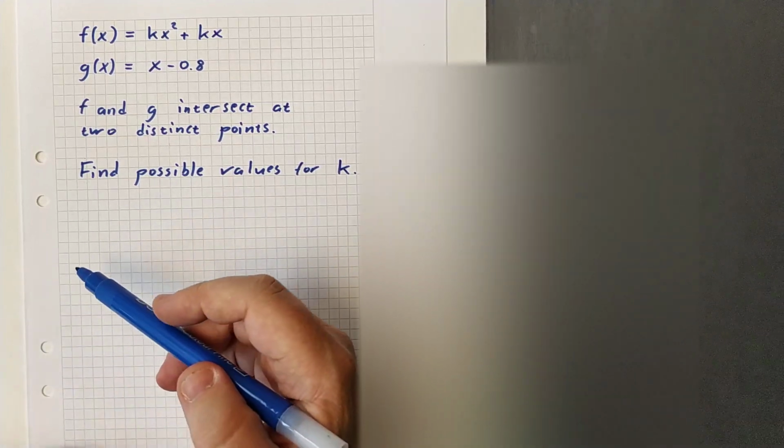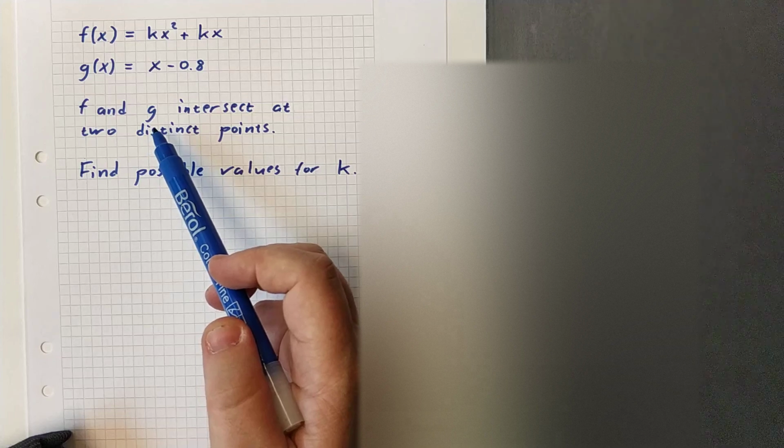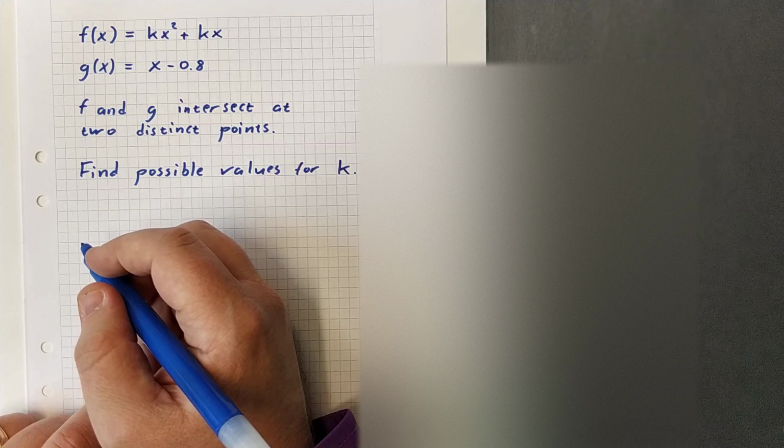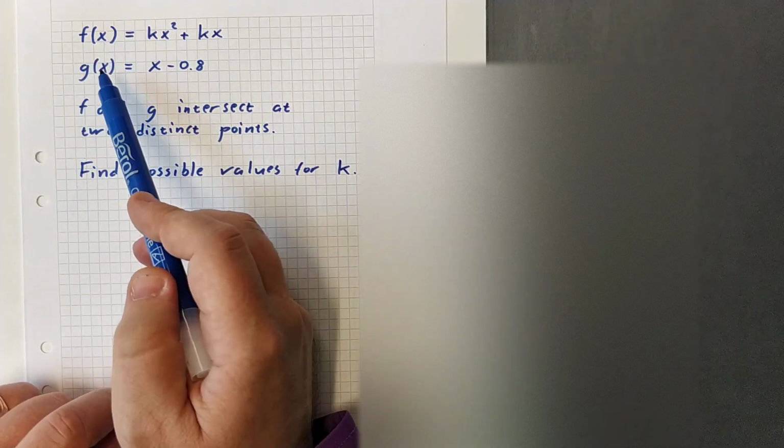So first thing we need to do is think about what does it mean that they intersect. Well, if the graphs intersect each other, it means that for some x value, the value of f and the value of g will equal each other. So we are basically looking for something like this: f of x equals g of x. And we're told this will happen at two distinct points. There are two x values that will make this happen.